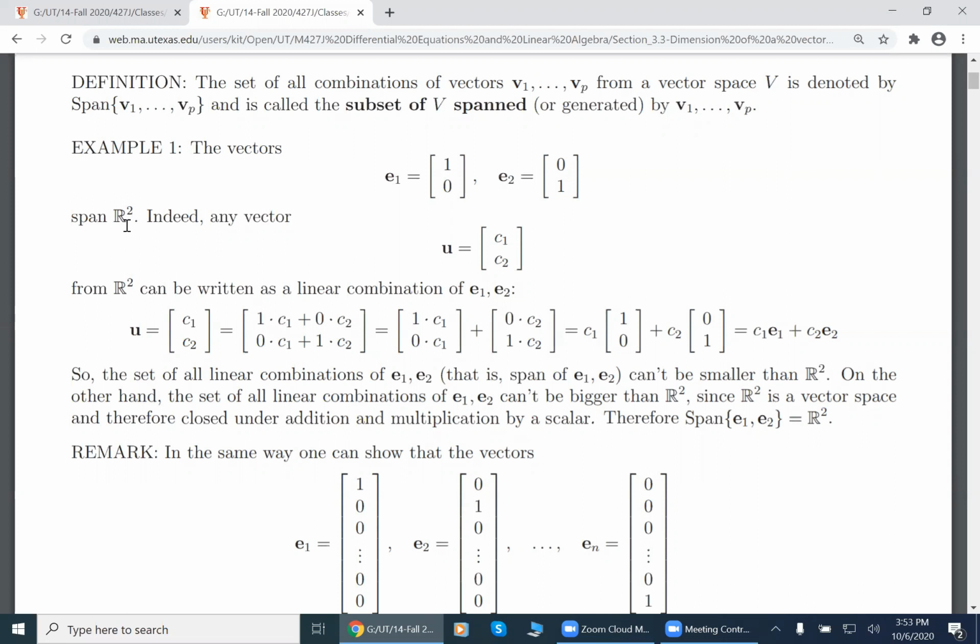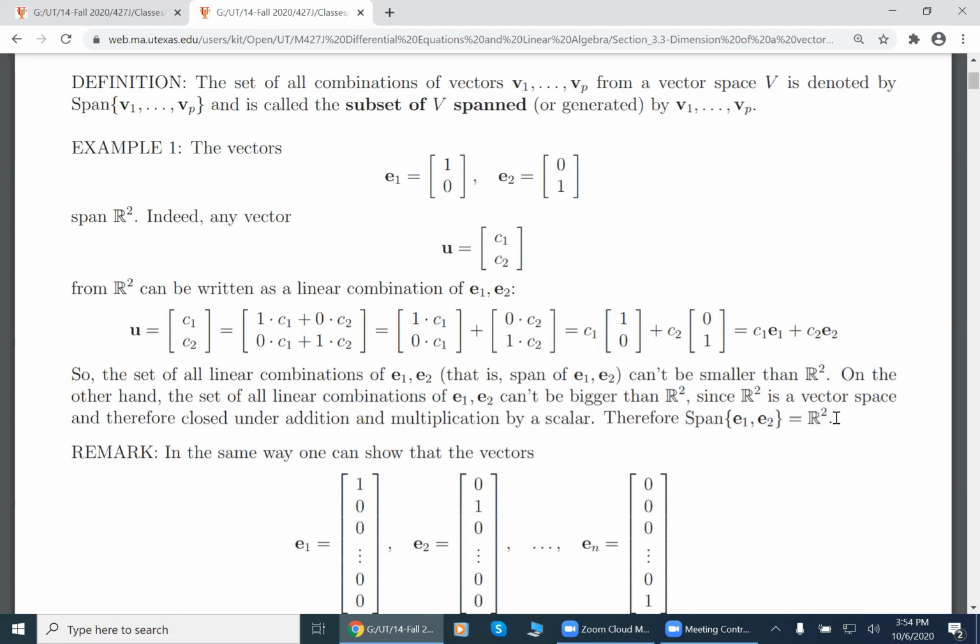So, we have two vector spaces. Vector space number 1 is R2. Vector space number 2 is the span of E1 and E2. One way to show that these two vector spaces are equal is to show that the span of E1 and E2 is not smaller than R2 and is not bigger than R2. If it's not smaller and is not bigger, both vector spaces are equal.